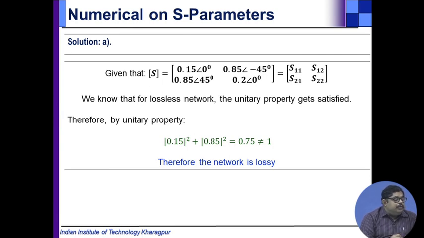So, let us see the first part, here the S matrix is correctly written. So, for a lossless network, the unitary property: any one row multiplied by its own conjugate will be equal to 1. So, let us say this row.